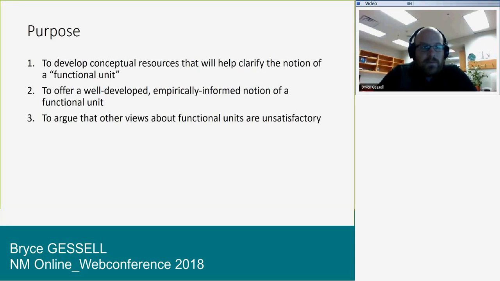neuroscientific context. I'd also like to offer a well-developed and empirically informed notion of a functional unit. So actually give a definition for what I think the proper way to understand a functional unit is. And the other purpose is to argue that other views about functional units are unsatisfactory for various reasons.